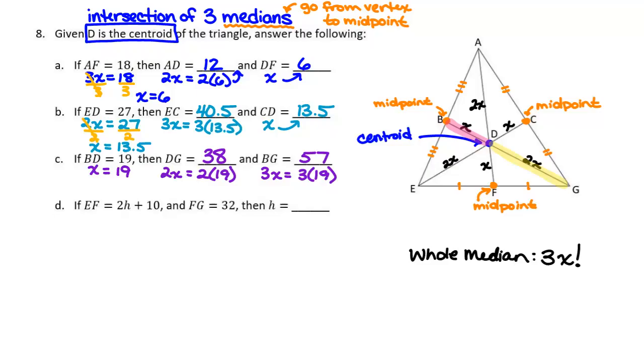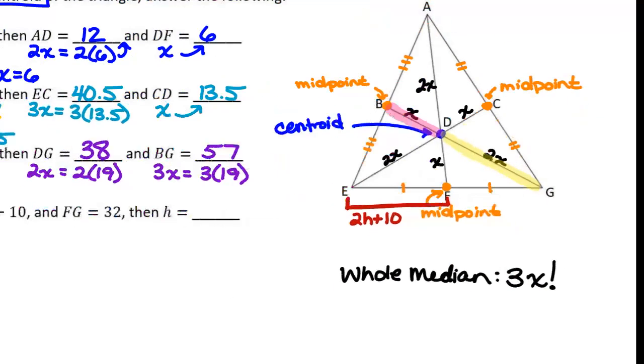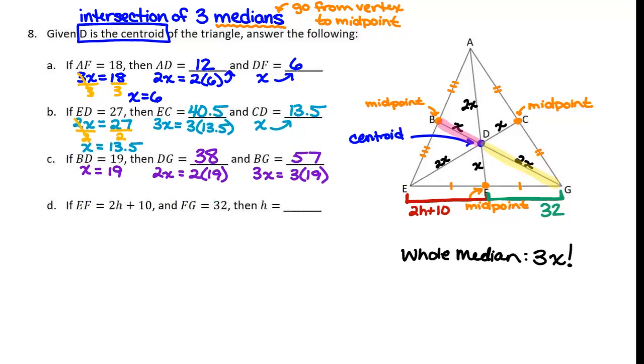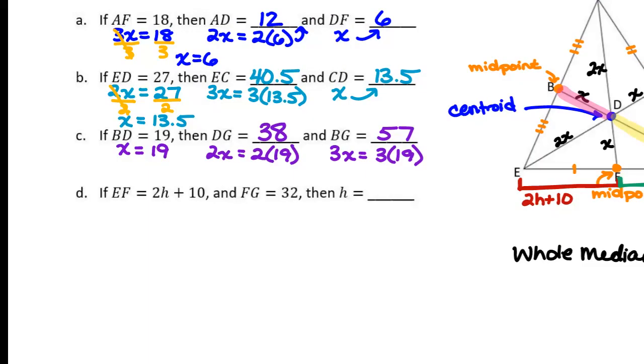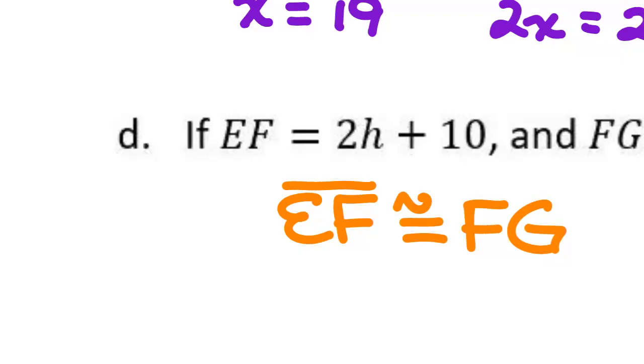All right. And then we just have part D. It tells me that EF is 2h plus 10. So this distance right here is 2h plus 10. And it tells me that FG, this distance right here, is 32. Well, what did we say we knew about EF and FG? They're congruent. EF is congruent to FG because F is a midpoint.